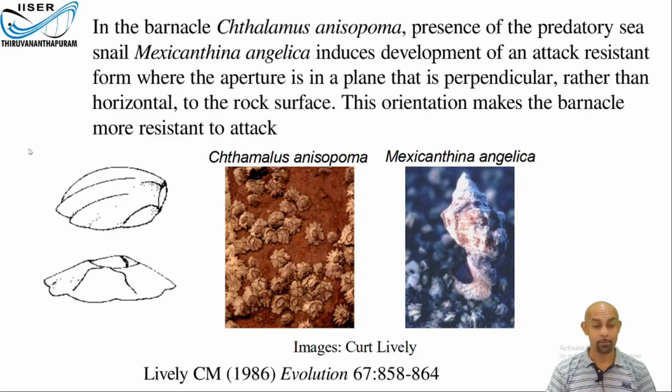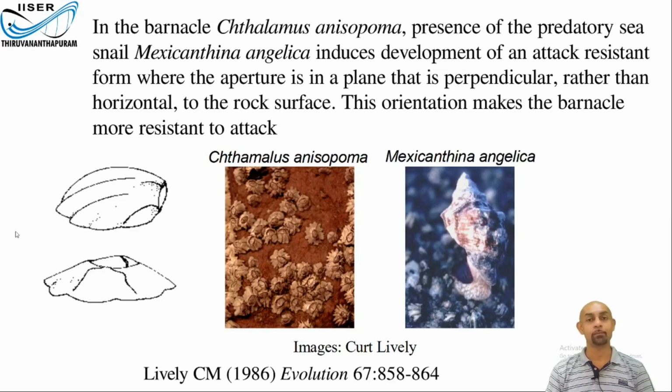And well, I forgot to mention that this morph, where the aperture is perpendicular to the substrate, is more resistant to attacks by the predator. So that is an adaptive advantage of having this morph. Now, you can ask this question: if this morph is better protected against predation, why does this morph exist at all? Why not always produce this morph?